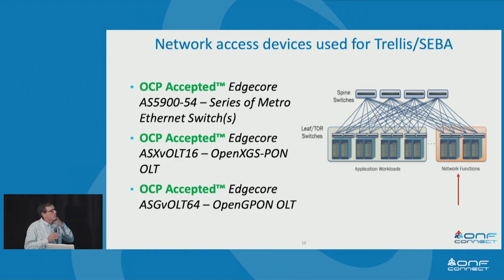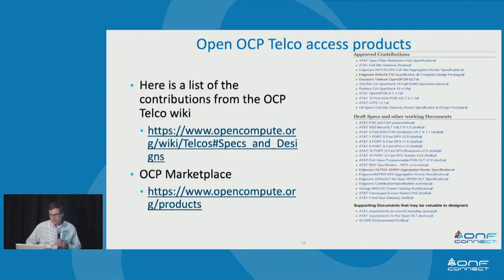So those are available. There's access devices for residential customers as far as PON today. So there's a couple of OLTs that are OCP accepted that are used by ONF SEBA today. There's an XGS PON OLT, 16 ports of XGS PON, and then there's a 64-port GPON OLT. Again, those are all OCP accepted devices used in either Trellis or SEBA today.